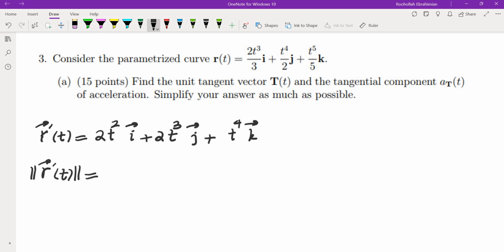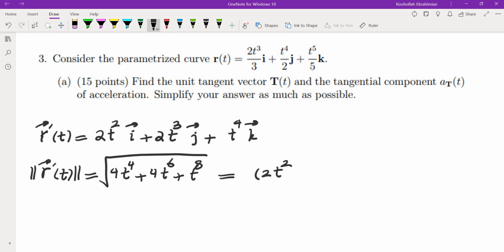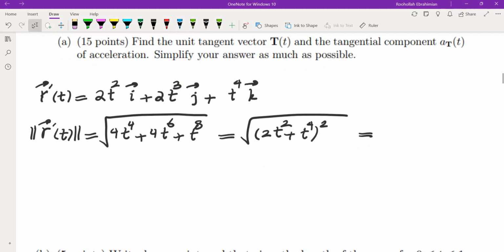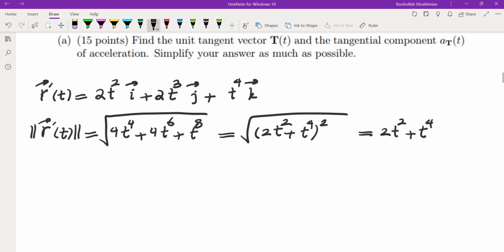So the magnitude of that is the square root of 4t to the fourth plus 4t to the sixth plus t to the 8th. Now this can be simplified. This is 2t squared plus t to the fourth, squared. This is a perfect square. They did ask us to simplify, so we will have to simplify this. So this would be 2t squared plus t to the fourth. So that is the magnitude of that.